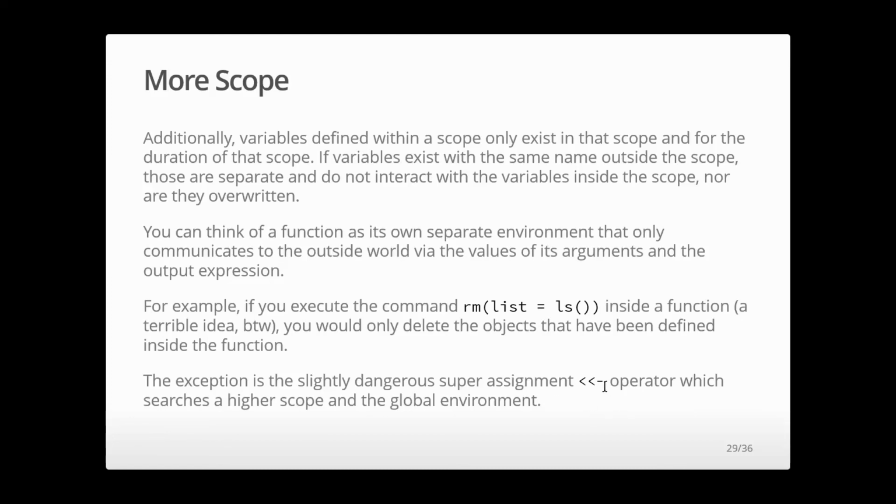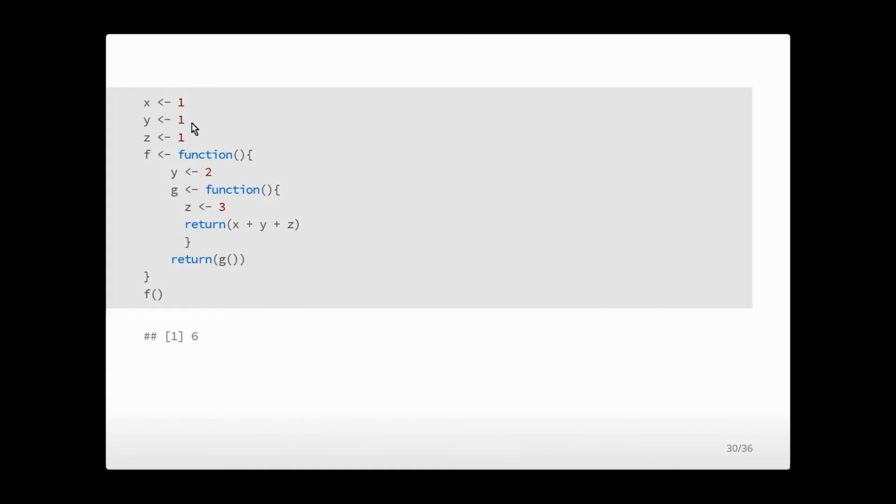All right, so here I've got x is 1, y is 1, z is 1. And here I'm defining a function inside the function and we're returning the result of this thing, okay? So f is a function and all we're doing inside this function is defining y as 2, and then we're creating a new function called g, all right? And g defines z as 3 and returns x plus y plus z, okay? And that kicks out and then f itself returns the result of g, okay?